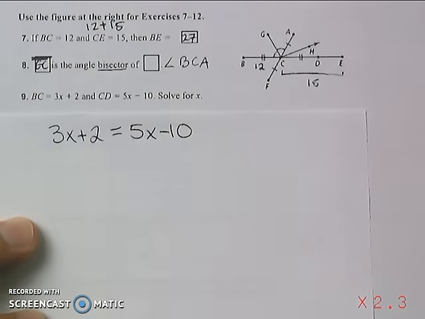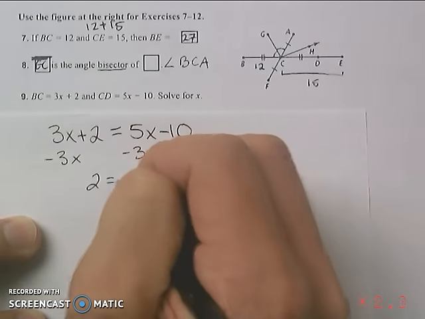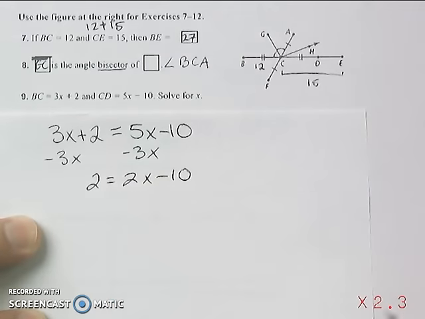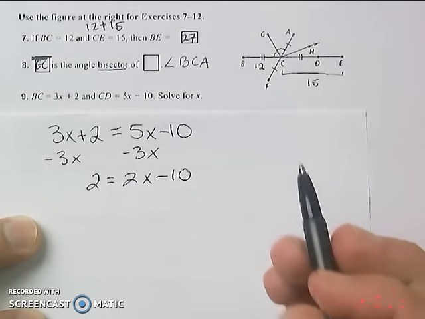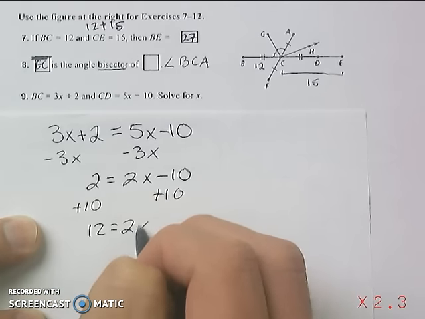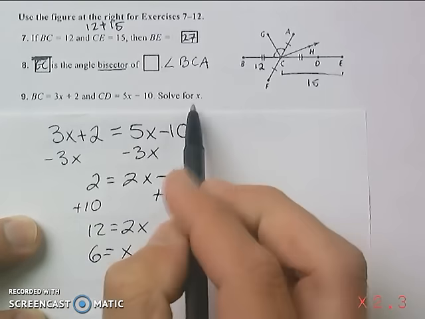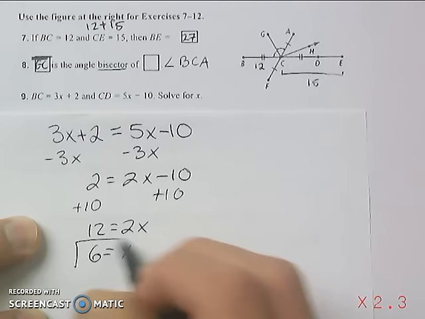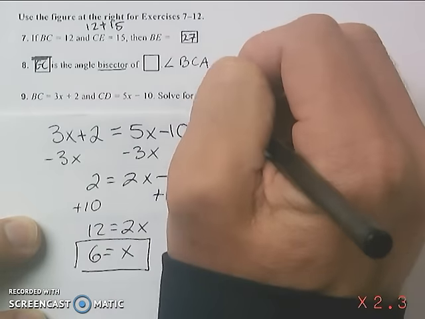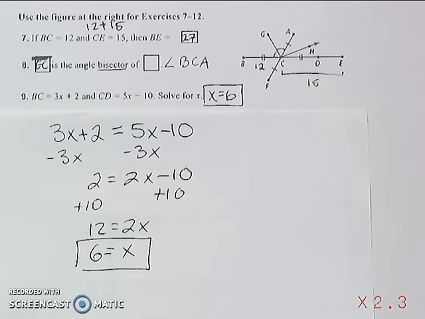So we get 3x plus 2 equals 5x minus 10. Always move the variable first. Okay. Then we'll go ahead and get the variable alone. And that leaves us with x equals 6. And it said solve for x here, so this is our final answer. And we'll just write x equals 6 and put that in a box. Okay, so again, we know that they were equal to each other because the segments are congruent.